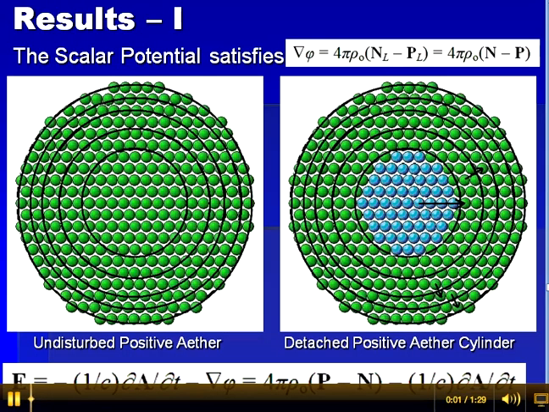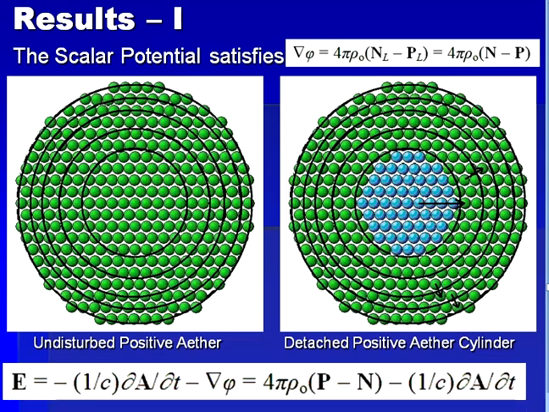In addition to enabling a derivation of Maxwell's equations, the ether model presented here also provides several other important and interesting results. A first result is that the scalar potential in this analysis satisfies the equation that the gradient of phi is equal to 4 pi rho sub 0 times the quantity n sub l minus p sub l. Here, n sub l is the longitudinal component of the vector field that is the separation of the negative attached ether from its equilibrium position, whereas p sub l is the same quantity except for the positive attached ether.